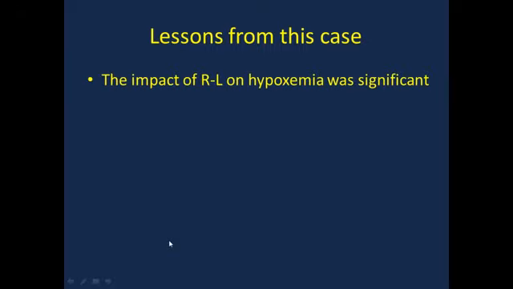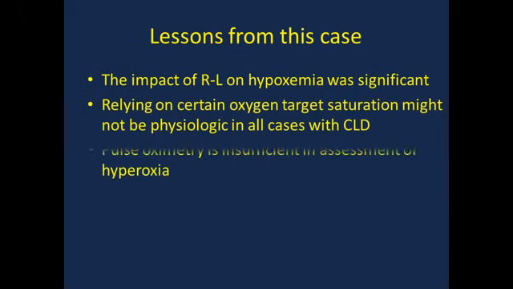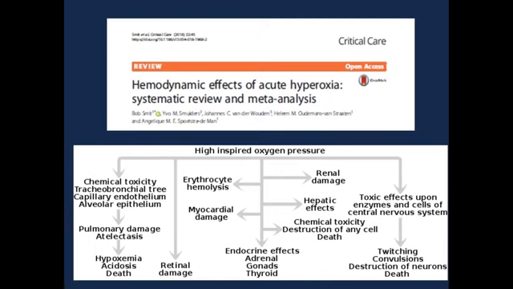Lessons from this case: the impact of right to left shunt on hypoxemia was significant, not the pulmonary hypertension. Relying on a certain oxygen target saturation might not be physiologic in all cases with chronic lung diseases. Pulse oximetry is insufficient in assessment of hyperoxia. You need to combine that with PaO2, partial pressure of oxygen, but the issue is we don't have applicable continuous monitoring of partial pressure of oxygen in preterm infants.